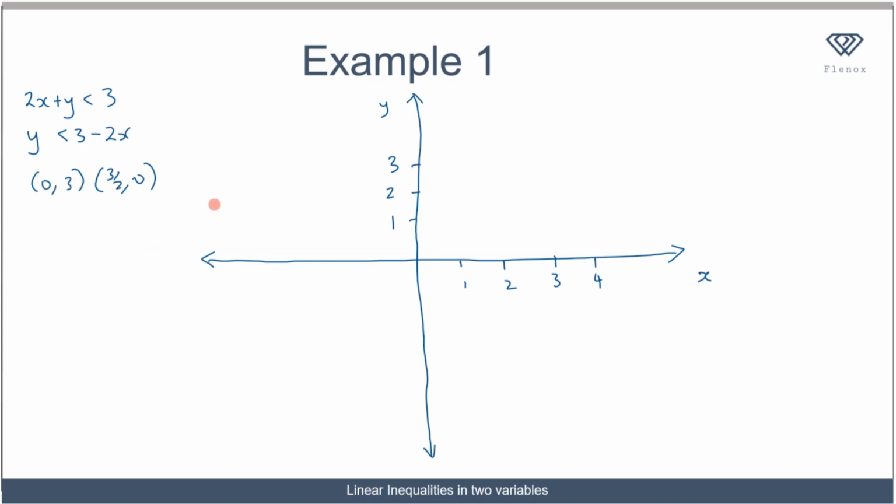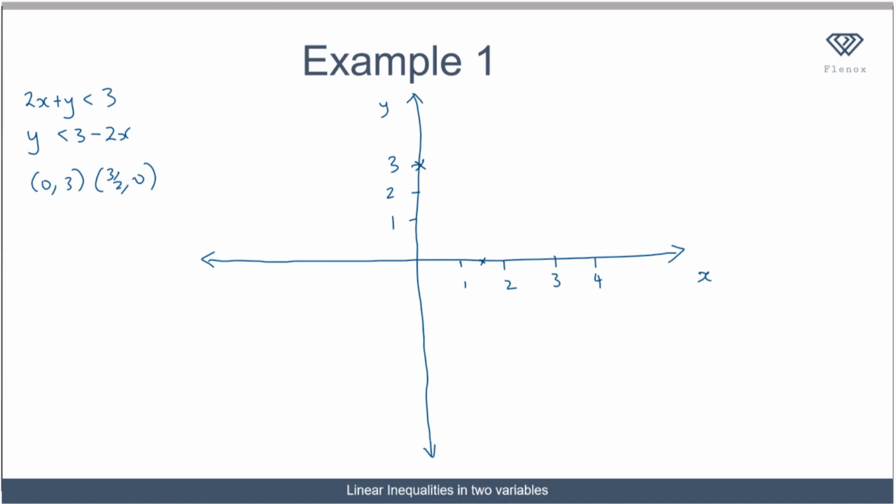For the first point, when x is 0, y is 3. So when x is 0, the value of y is 3. So I shade this point. And the second condition, when x is 3/2, my value of y is 0. 3/2 is the same thing as 1.5. So when x is 3/2, which lies at this point, the value of y is 0. So I have this point. Then I join those 2 points together.